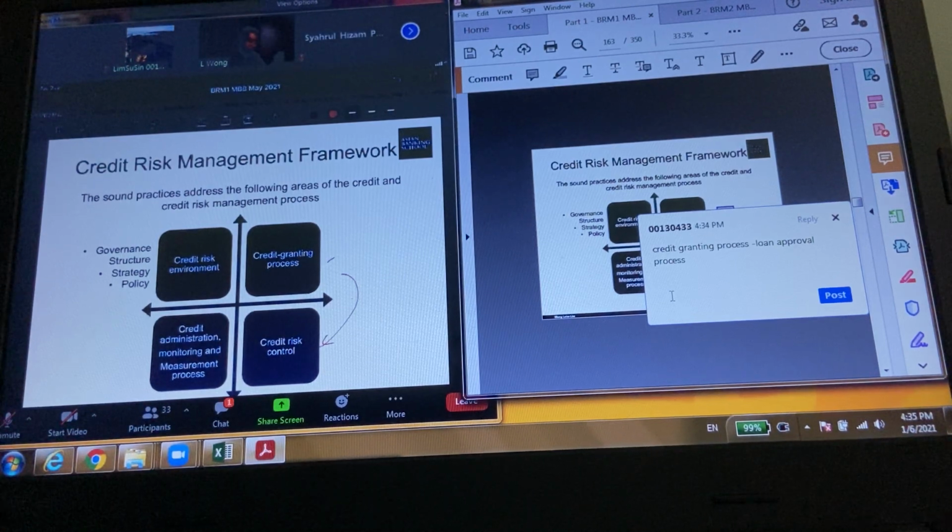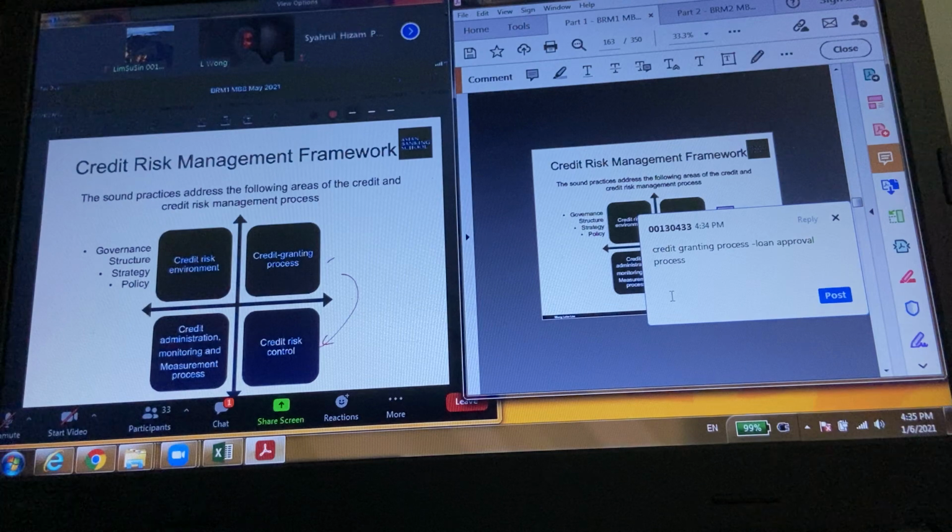And then you have the last part, the credit administration, monitoring, and measurement process. That is more of the back office of credit. For example, if you approve the loan, what are the things you need to do? You have to have the loan agreement and loan documentation, get it signed by the customer, get it stamped, for example. So those are the documentation. You need a lawyer to look at all the terms and conditions to make sure that it complies with the rules. You also have the monitoring.